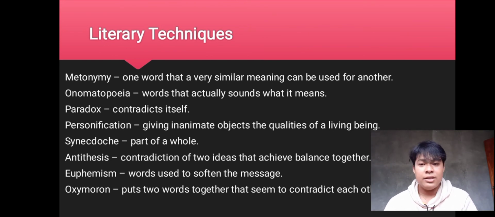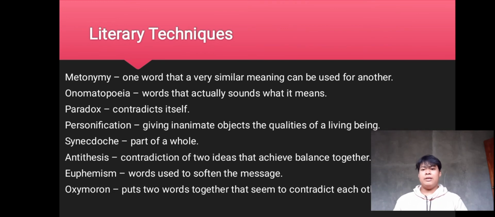Next, the literary technique is paradox. So what do you mean by paradox? It contradicts itself. Why? Because a paradox is a statement that appears at first to be contradictory, but upon reflection makes sense. This literary device is commonly used to engage a reader to discover an underlying logic in a seemingly self-contradictory statement or phrase. As a result, paradox allows readers to understand concepts in a different and even non-traditional way.